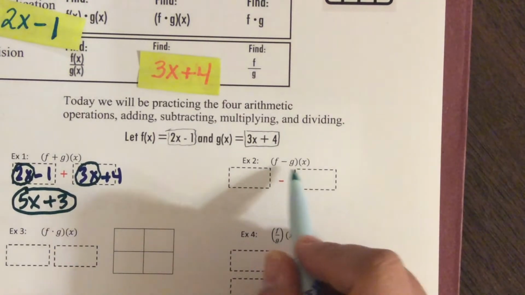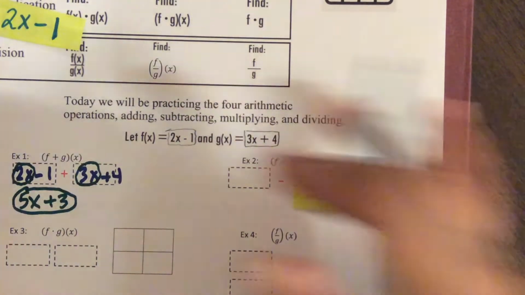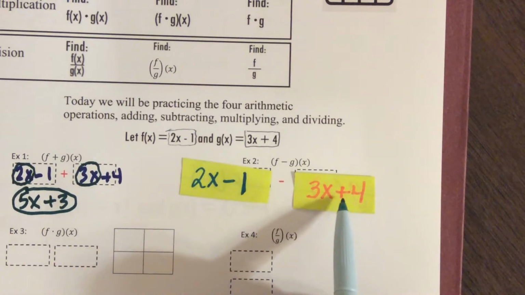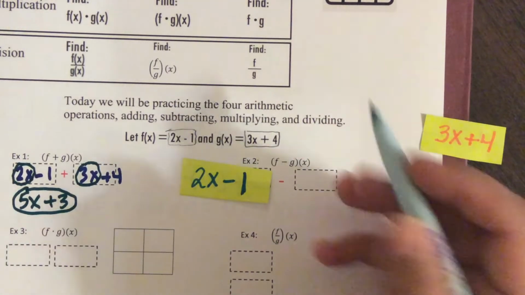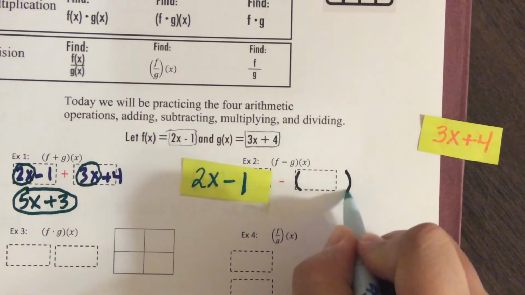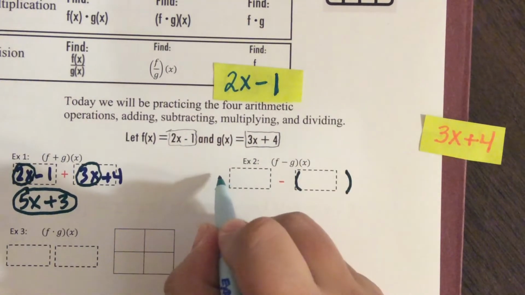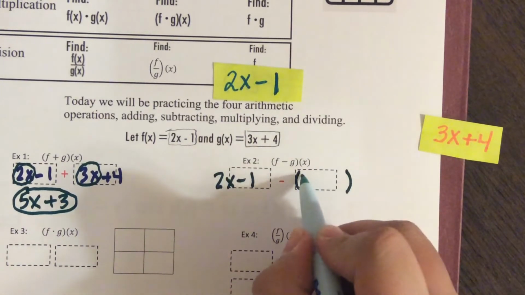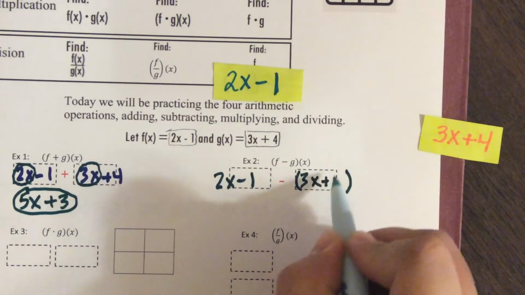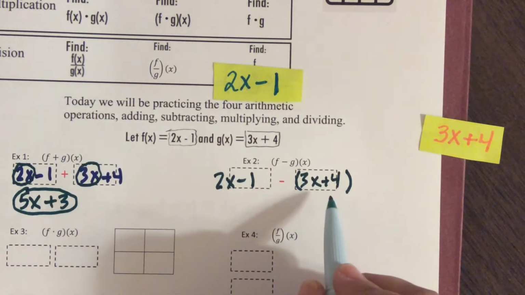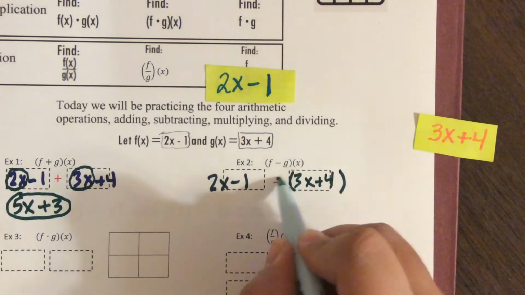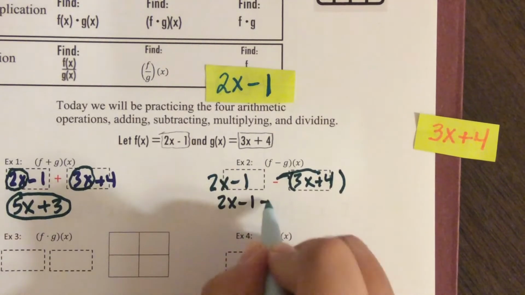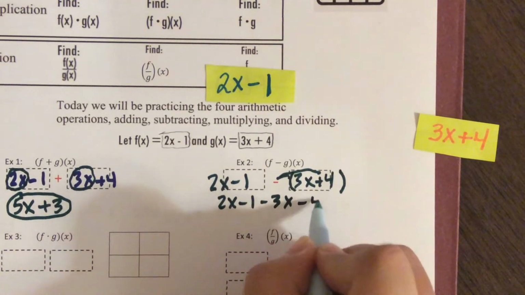Here, we're going to do f minus g of x. So if we bring this down, we're going to subtract those two: 2x minus 1 minus 3x plus 4. But with this minus, you've got to be careful. You have to put parentheses around the whole thing. So we put 2x minus 1 here, and then 3x plus 4 over here. The reason we need to do this is because we have to distribute the minus sign to both of these. So we're going to have 2x minus 1 minus 3x minus 4.